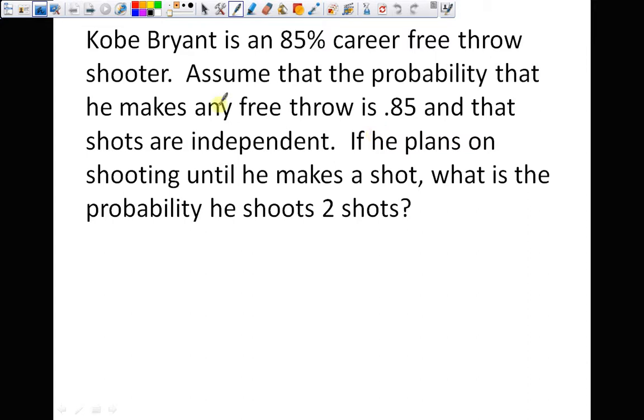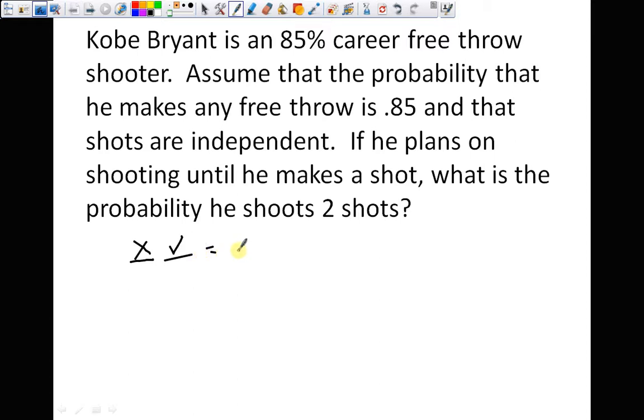So understanding what the geometric distribution means. If he's going to shoot 2 shots, he's always going to stop on a success. So he's going to make the second shot. He's going to miss the first shot. It's the only way he can shoot. If he's going to shoot until he makes one, that's the only sequence that we can have here. Okay, so we can get the probability of this exact sequence.